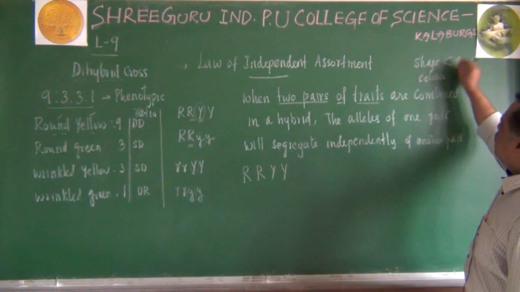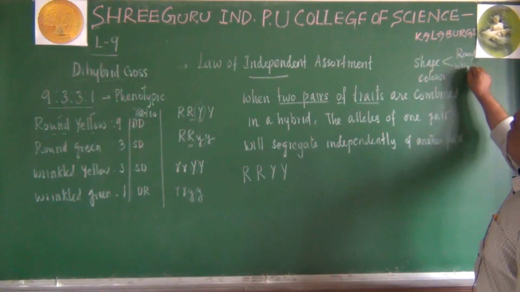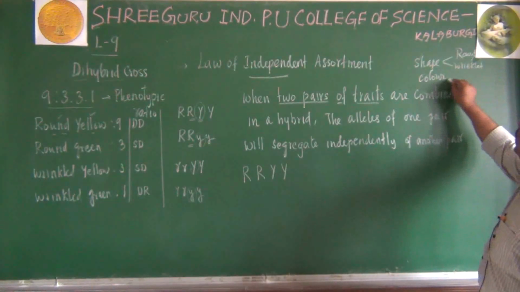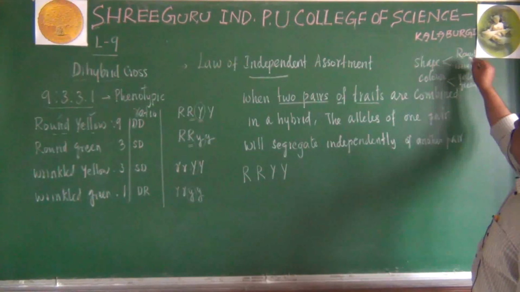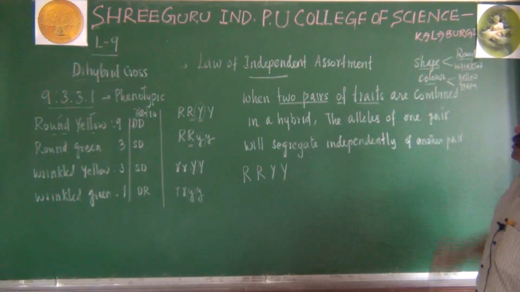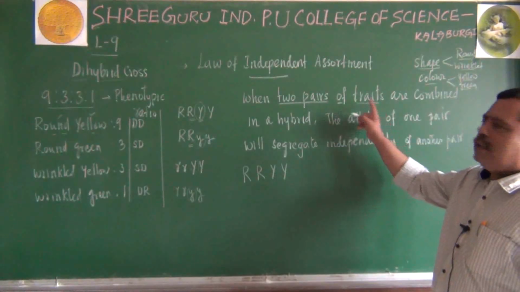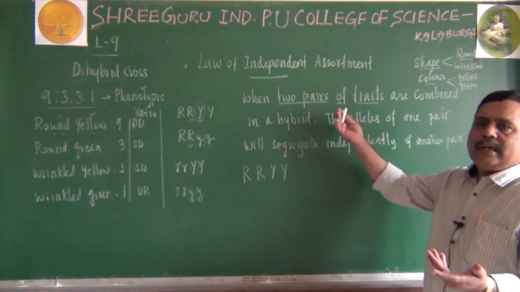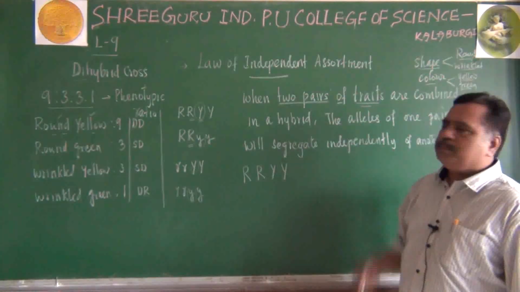In the shape there are two traits. One is round, another one is wrinkled. Similarly, in color there are two types. One is yellow, another one is green. So totally four traits are taken, but two characters are taken. Either you can write it as two pairs of traits, or you can write as two characters. When you use the word character, we need not use pairs.